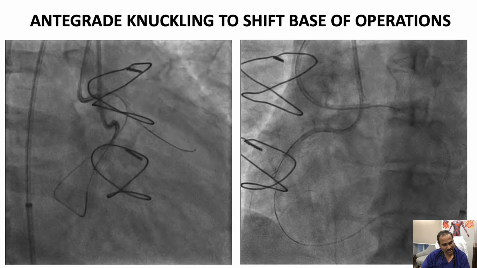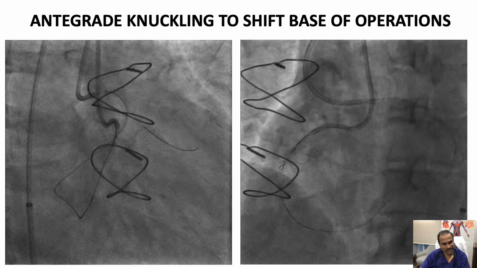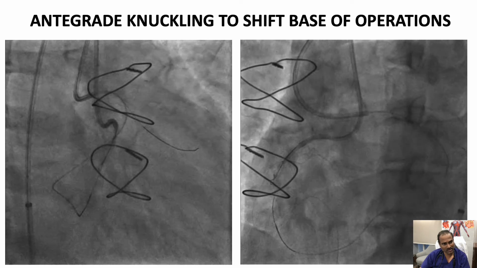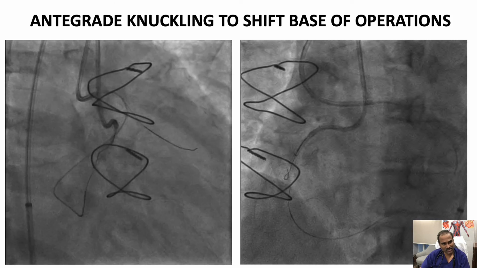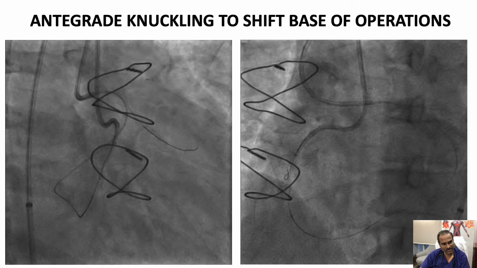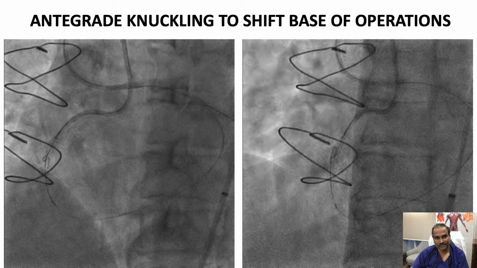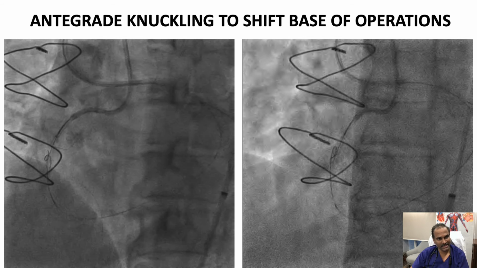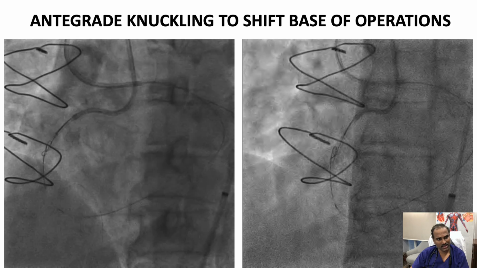But as the wire is going into the RV branch, I tried knuckling the antegrade wire. You can see here, we did an antegrade knuckling, but even the antegrade knuckle was going into the RV branch. You can see here, the antegrade knuckle is also going into the RV branch. That's where we were stuck, so it's not useful. So then I decided to go with a retrograde knuckle. This is a Gladius wire. Antegrade knuckle is with Pilot, and retrograde knuckle is with Gladius wire.